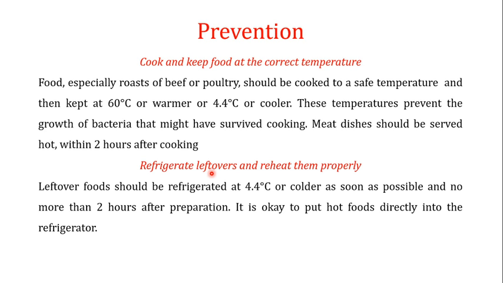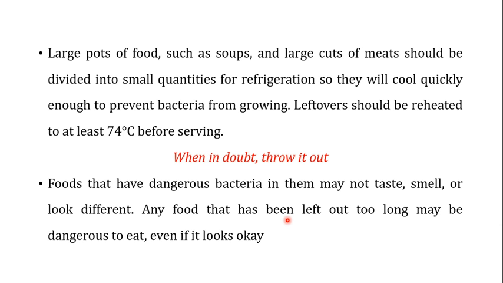Now refrigerate the leftovers and reheat them properly, because leftover food should be refrigerated at 4.4 degrees C or cooler as soon as possible, and no more than 2 hours after preparation. It is okay to put hot food directly into the refrigerator so as to prevent the growth of Clostridium perfringens and hence the production of the toxins. Large pots of food, such as soups or large cuts of meat, should be divided into small quantities for refrigeration, so they will cool quickly enough to prevent bacteria from growing.